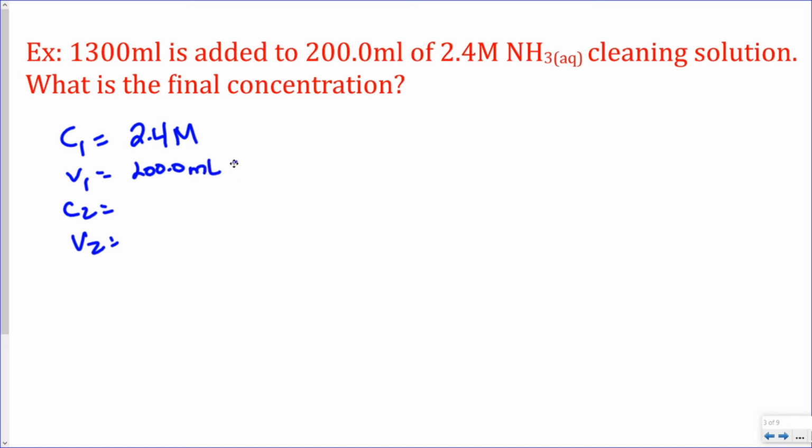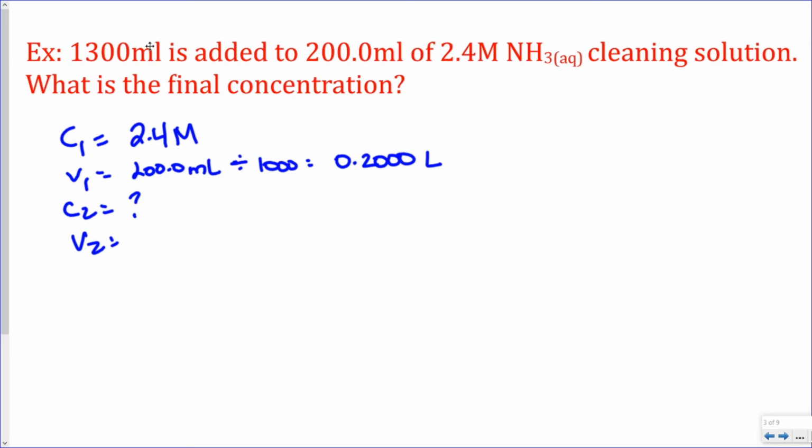We always like to work in liters, so let's divide that by 1,000. That gives me 0.2000 liters. Remember, keeping the number of significant digits. What is the final concentration? That's our C2. And our V2, well, that's our volume afterwards.